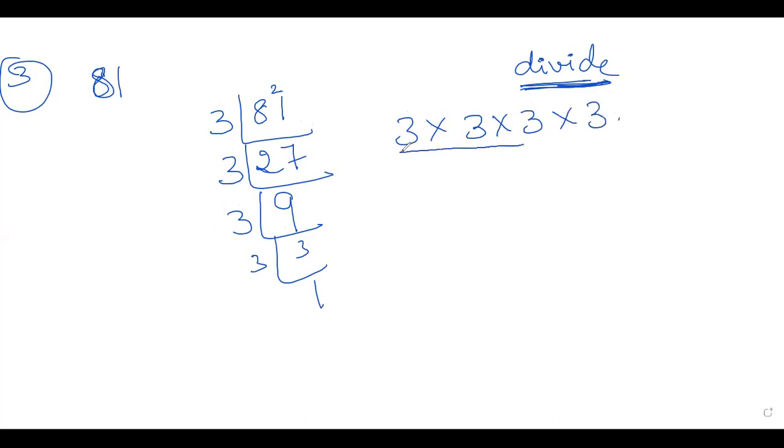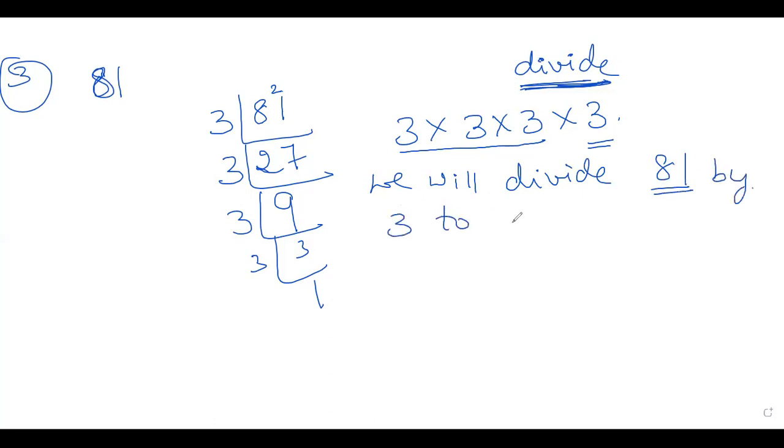Group 3, 3 numbers, children. We group 3, 3 factors. So how many are left here? We have only one 3 left over here. So what should we do? We have to divide by 3. We will divide 81, the given number, by 3 to get a perfect cube.